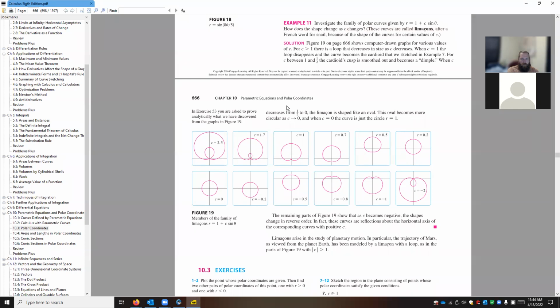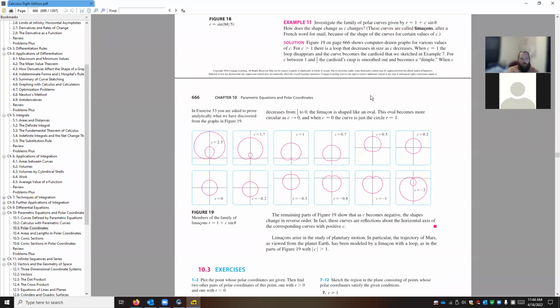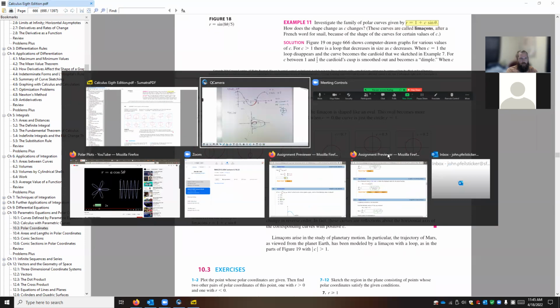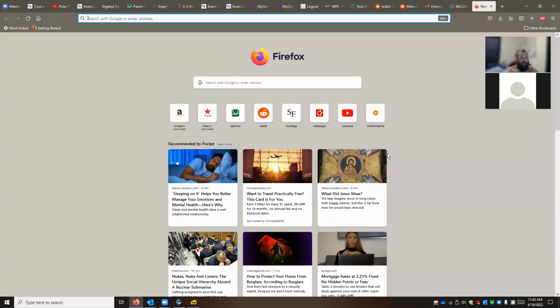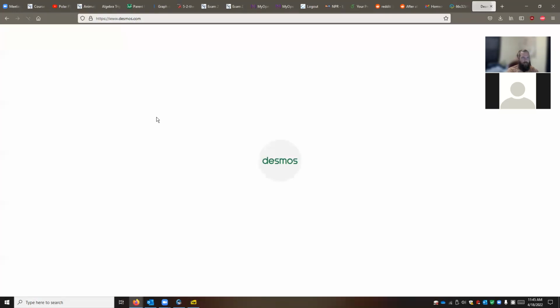What I would like you guys to do is for each of these, use Desmos or whatever to graph the rectangular curve and compare the rectangular curve for each of these to the polar curve that is given to you. I'll show you how to do it.